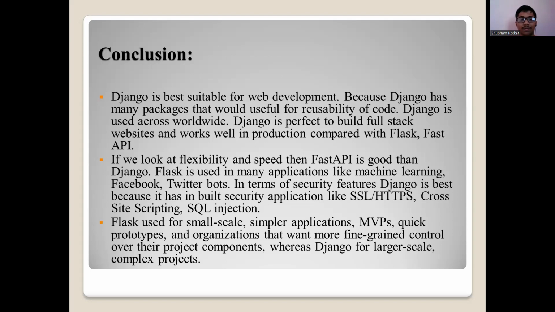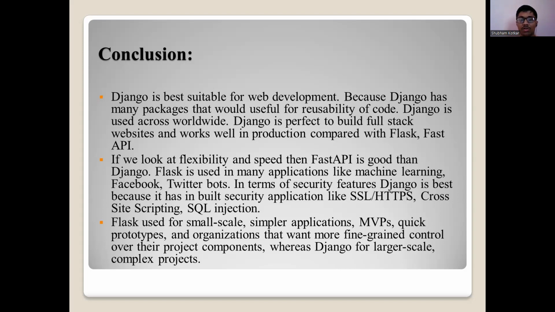In conclusion, Django is best suited for web development and complex applications. Django is also useful for reusability of code, is used worldwide, and is best suited for full stack development and complex production compared with Flask and FastAPI. If we look at flexibility and speed, then FastAPI is better than Django and Flask. Also, Flask is used in various applications like machine learning and various ports.